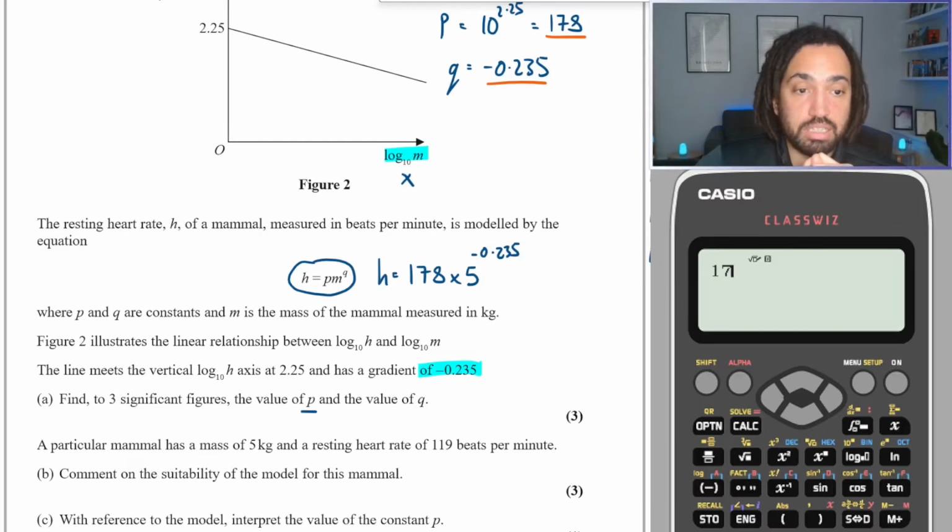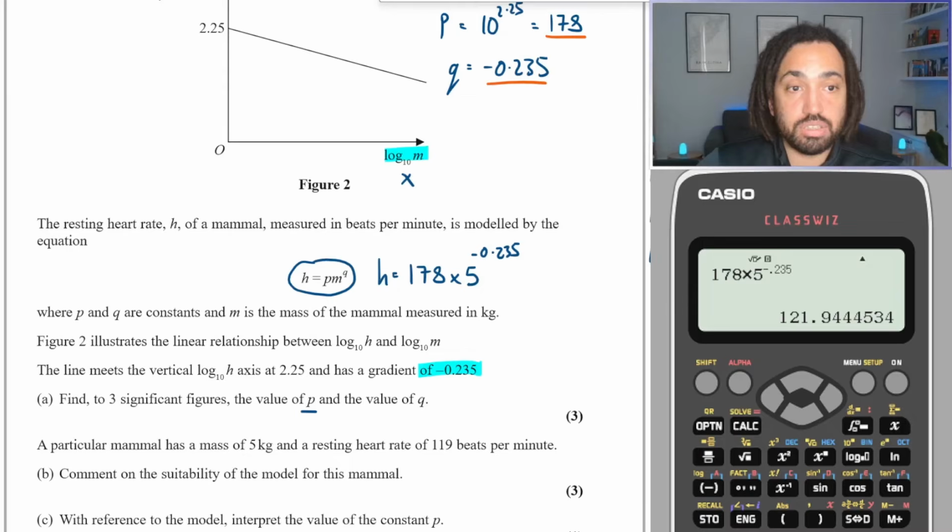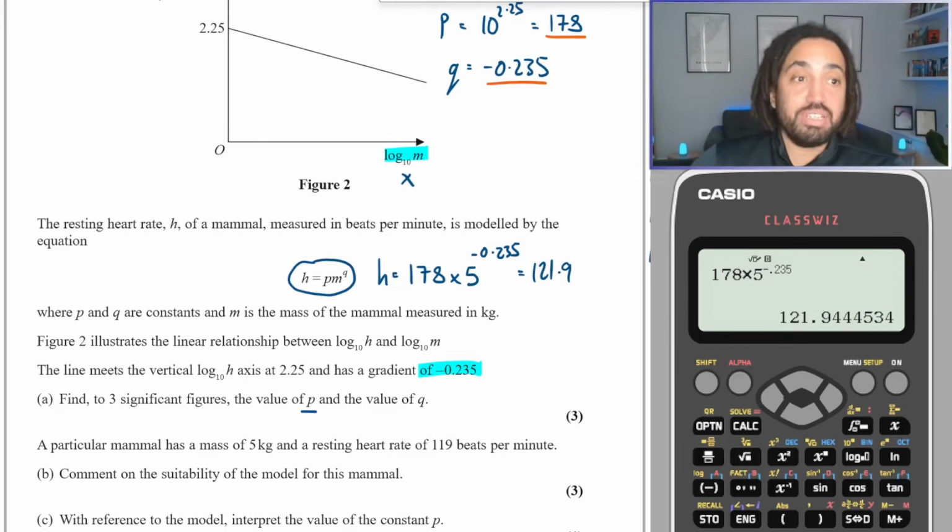And that is 178 times 5 to the power of minus 0.235. That does the job. Okay, so 121.9. Okay, now is that close enough for us to deem acceptable?